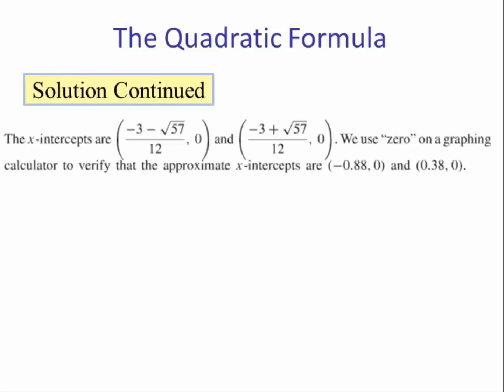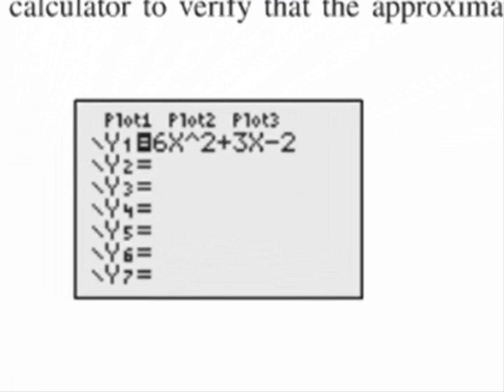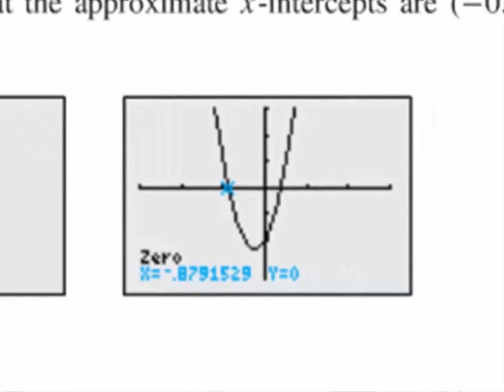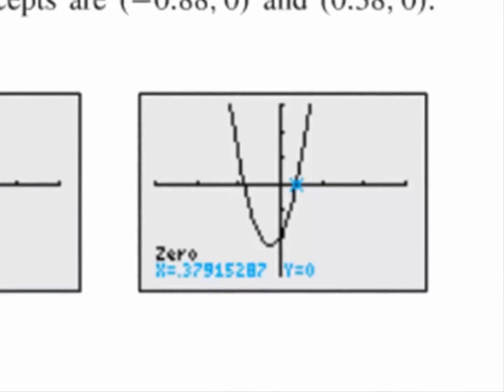Now we can use the zero feature on the graphing calculator to verify that these are indeed the x-intercepts. So this value is approximately negative 0.88, and this value is approximately positive 0.38. Putting the equation in y1, hitting graph, then second trace, then 0, we see the first x-intercept is approximately negative 0.88, and the second x-intercept is approximately positive 0.38. So we have verified the x-intercepts.